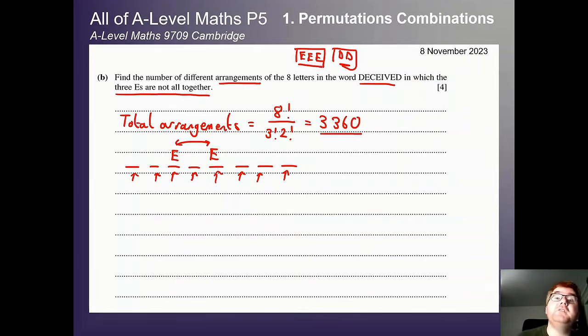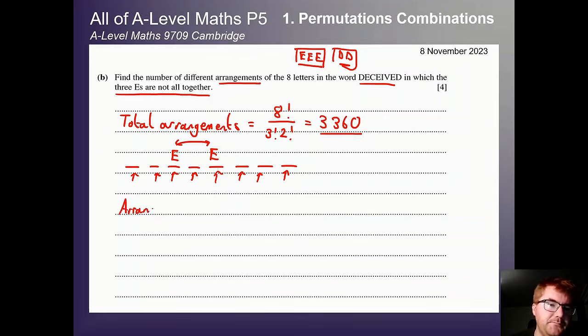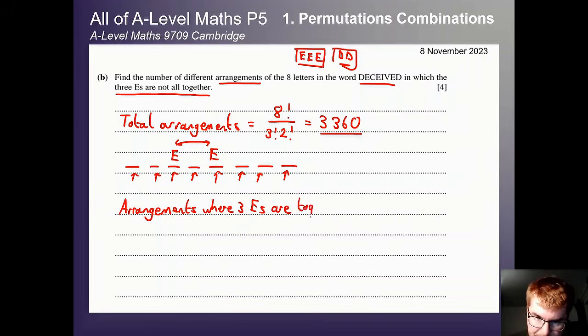Okay, now why is that important when we're trying to find when the 3 E's are not all together? Well, sometimes there's a more positive and negative way of actually finding the answer. What I'm going to do here is actually work out the arrangements where the 3 E's are together, because this is generally easier to do. If they're bounded together, it means it's easier to work out. So we're going to work out the arrangements where the E's are together, and then we're going to use our 2 answers after that. So imagine I go back to my slots here.